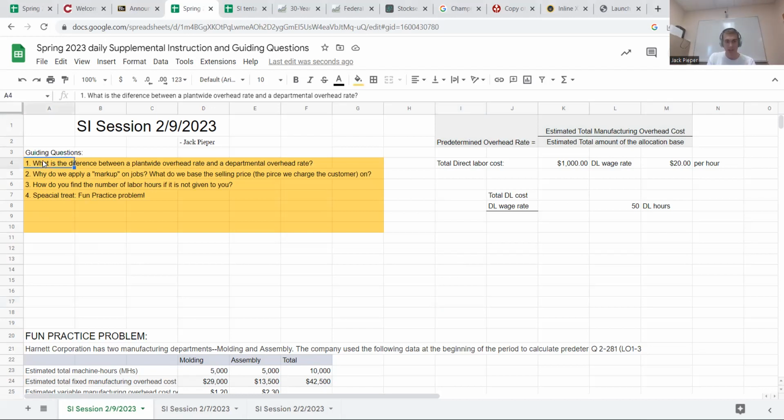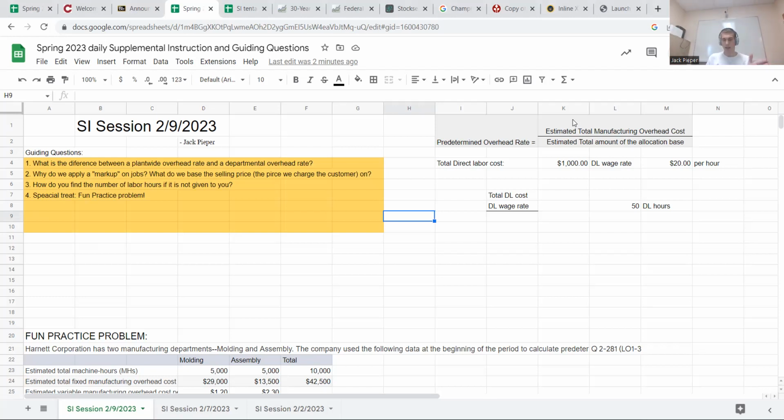So let's go over some guiding questions, then we'll do the problem. What's the difference between a plant-wide overhead rate and a department overhead rate? Great question. The plant-wide overhead rate is going to be our total overhead for the entire plant, fixed plus variable, whatever, divided by the total activity level or allocation base of the entire plant.